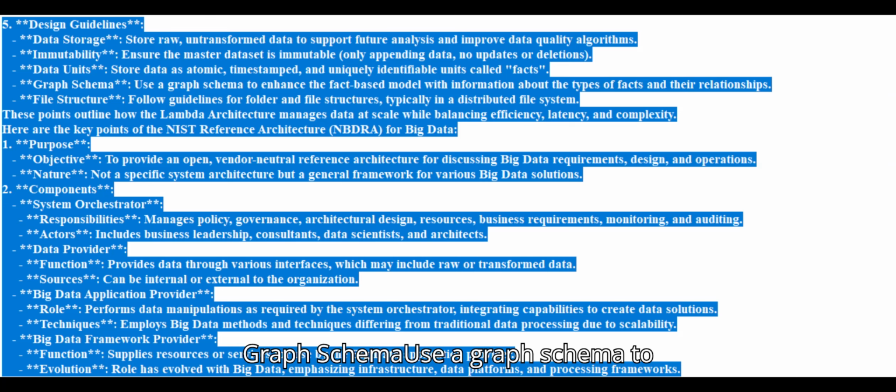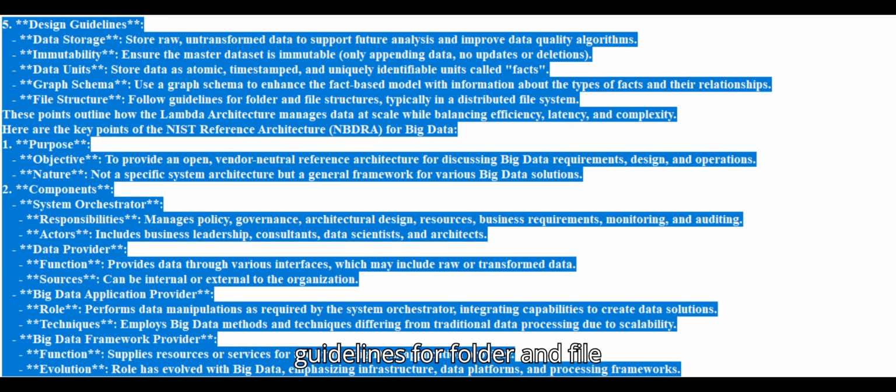Graph schema. Use a graph schema to enhance the fact-based model with information about the types of facts and their relationships. File structure. Follow guidelines for folder and file structures, typically in a distributed file system. These points outline how the Lambda architecture manages data at scale, while balancing efficiency, latency, and complexity.